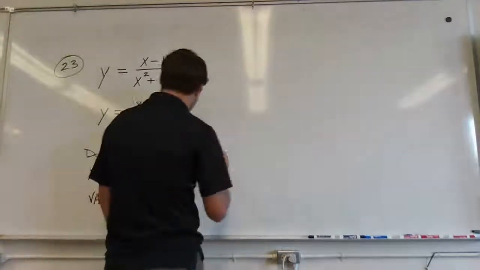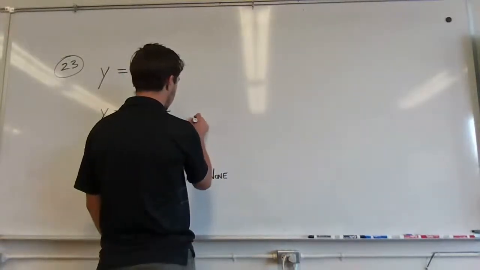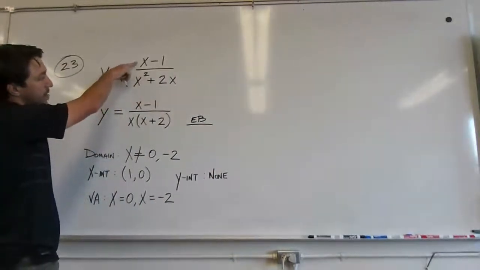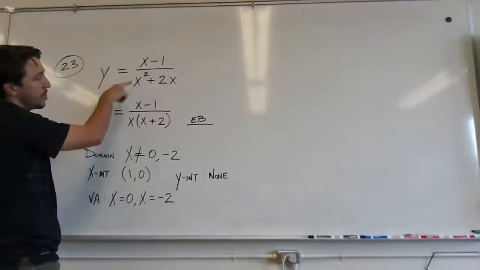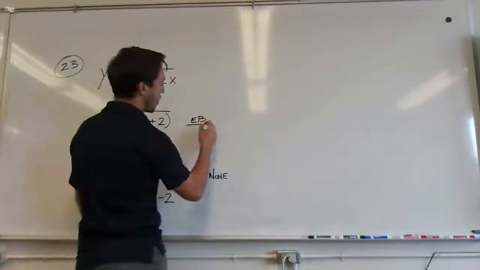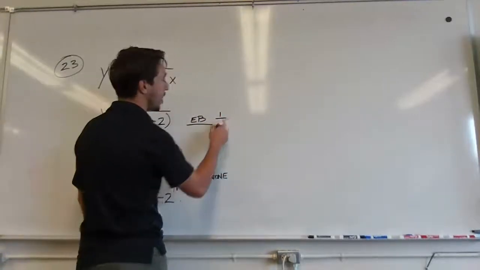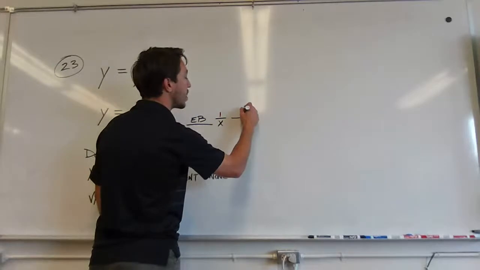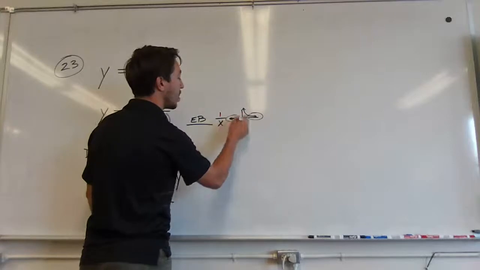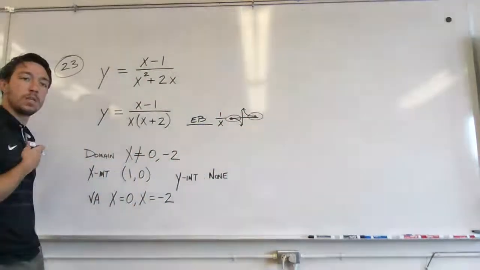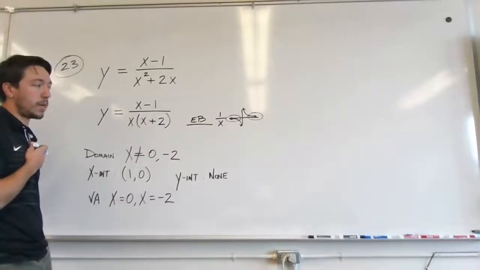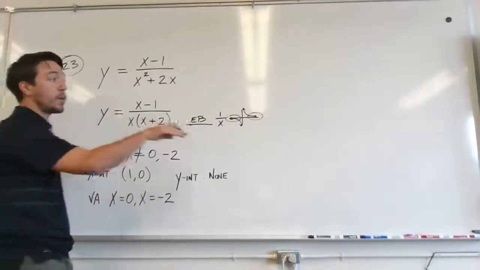Let's do the end behavior. Who's dominant on top? X. Who's dominant on bottom? So if I simplify that, I have 1 over x type end behavior. We know what that looks like. So that means that this function is going to approach 0.